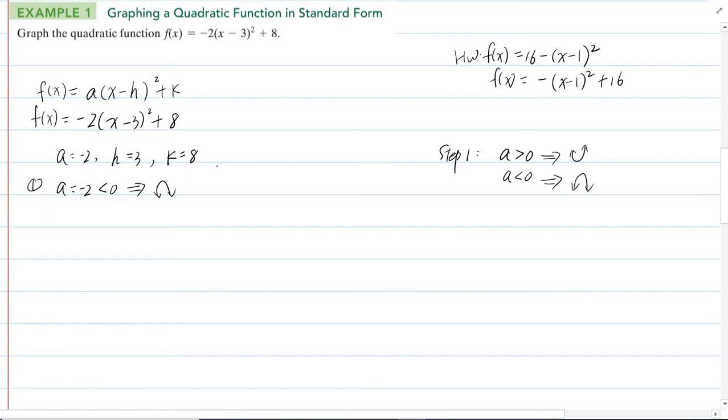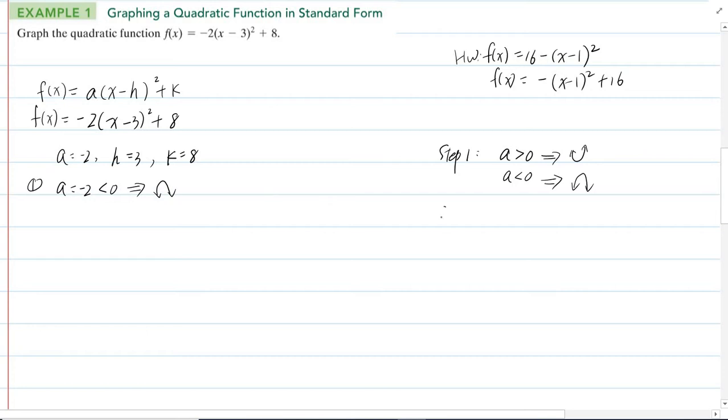Please make sure you actually know how to do this. I know the fact is you can use your graphing calculator, just graph this, and then you're done. However, you must show work on your quizzes and tests. Otherwise, you will receive 0 points. So please make sure you know how to graph it by hand.